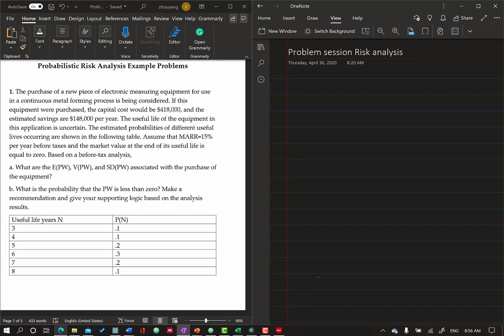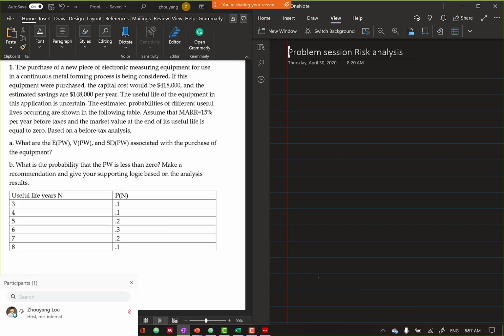So let's spend several minutes to read through this problem, and if you have time, please work that out yourself first, and then we can go through it together. Okay, so let's get started. For problem A in this one, we are asked to calculate the expected present worth, variance of the present worth and the standard deviation of present worth.